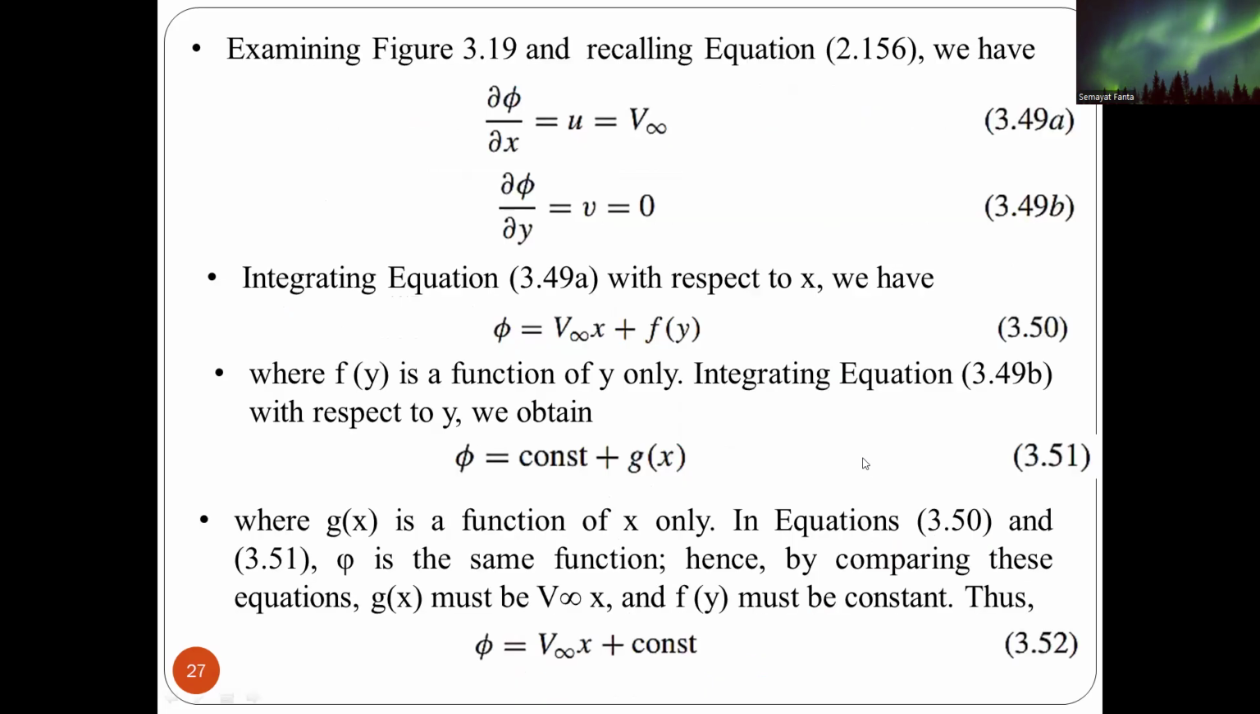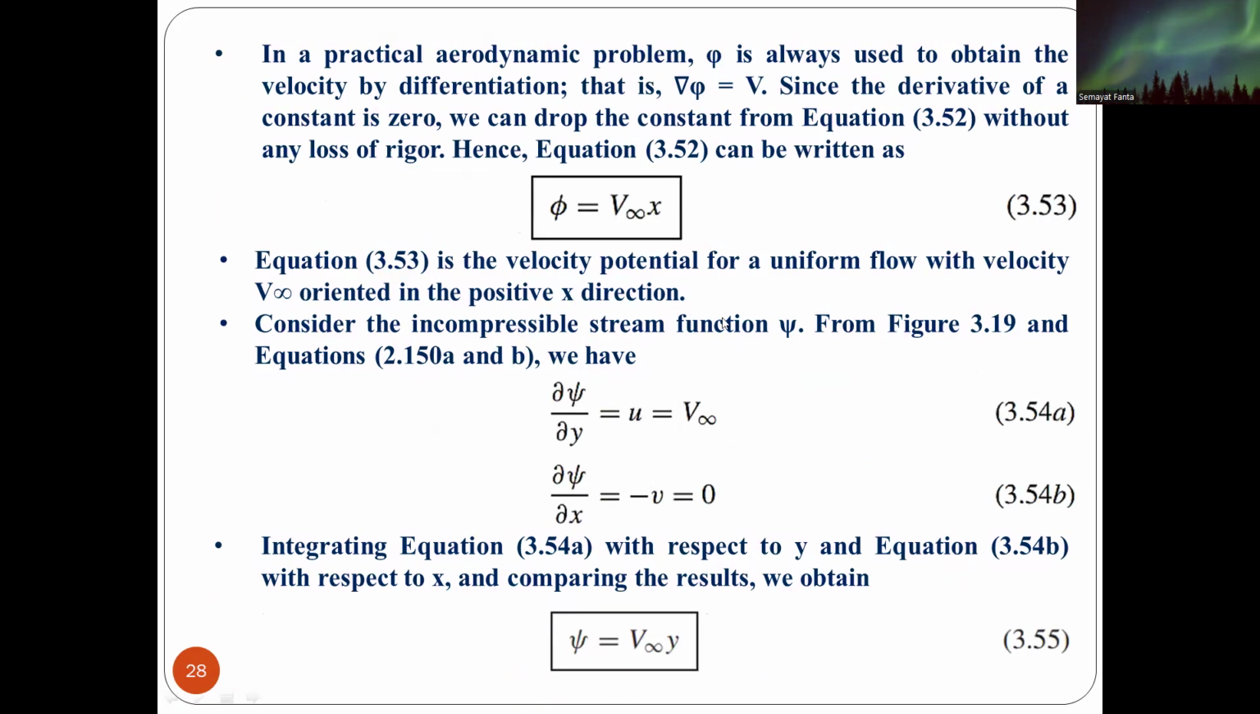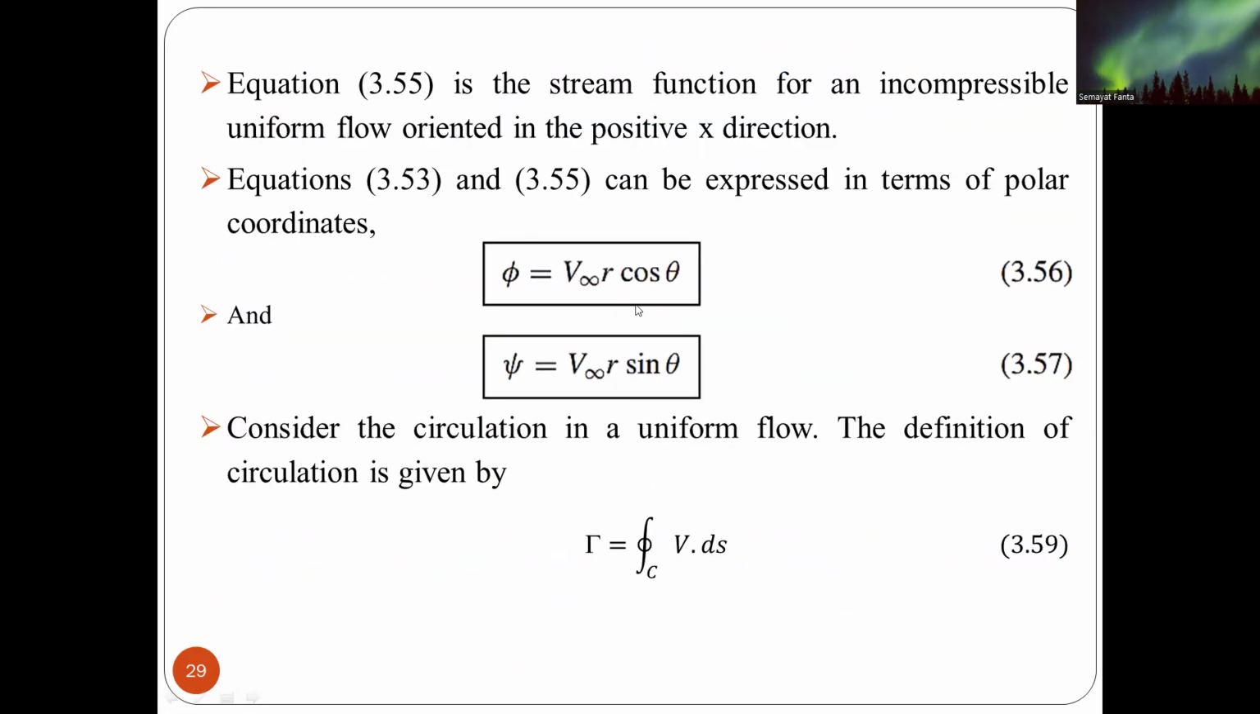So the two equations are the velocity potential x. For x, we consider r cos theta, and for y, we consider r sin theta. Therefore, these are phi equal to V infinity r cos theta and psi equal to V infinity r sin theta. So consider the circulation in uniform flow.